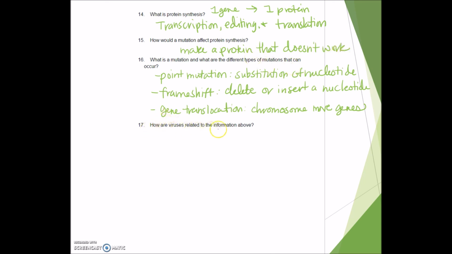Okay, and then how are viruses related to this information with protein synthesis and DNA replication? Well, viruses are going to attack our cells. We have different types of viruses, and basically they are a protein shell, and they have nucleic acid inside. This nucleic acid could be RNA, it could be DNA. Sometimes they even carry their own enzymes for replication. But the reason why we are doing a virus project is so that you guys can understand how these viruses are replicating inside of your cells by using your information.